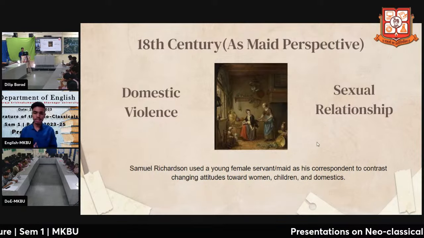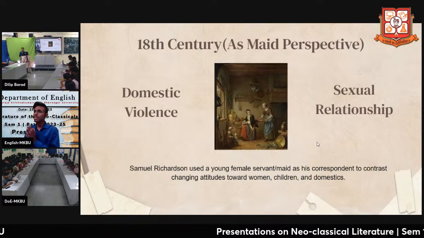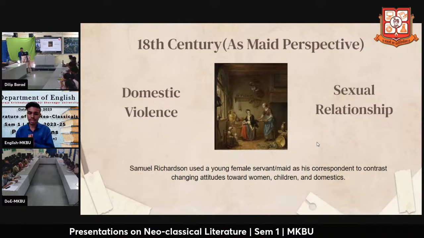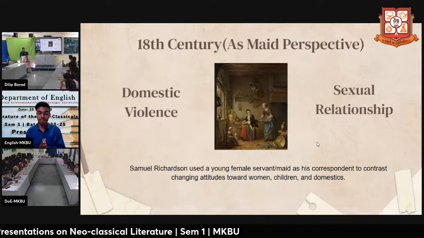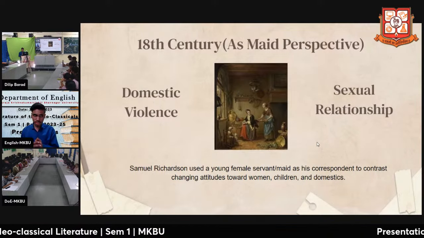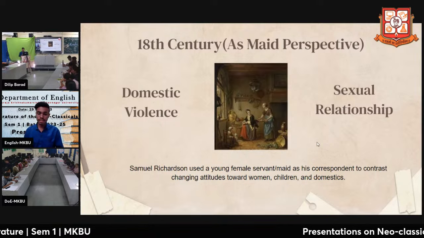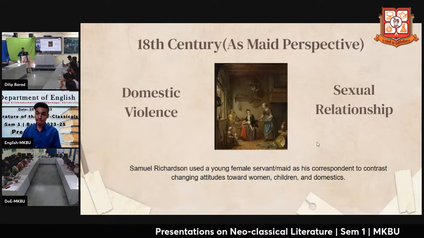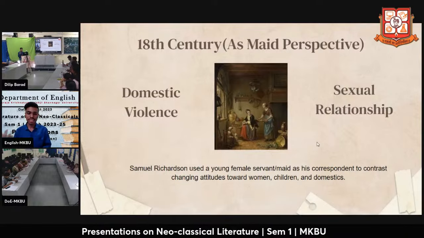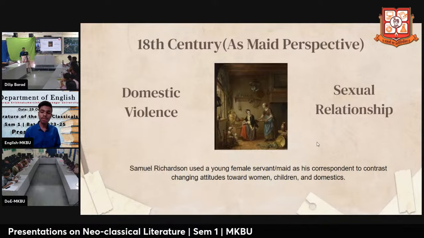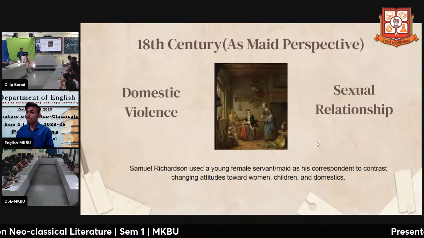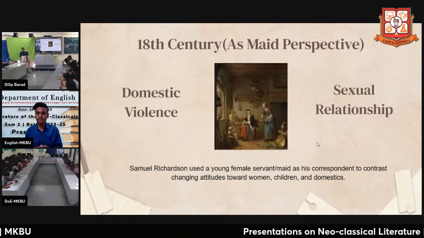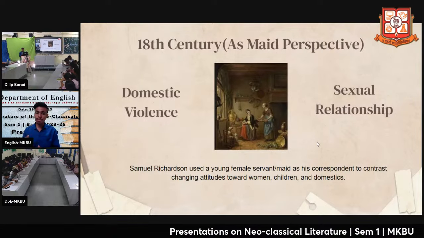So in the 18th century, from a maid's perspective, there are two things that are very high when you are a woman, as a maid. It's not that a woman was not in power in the 18th century, but domestic violence and sexual relations were very high, a very big problem of the 18th century.